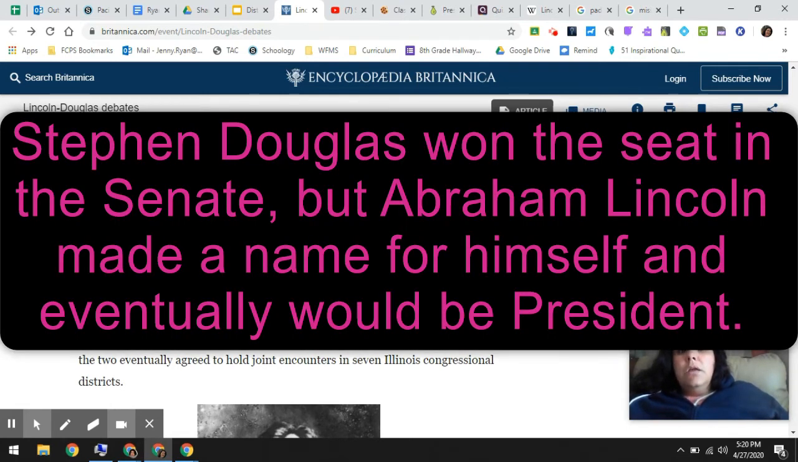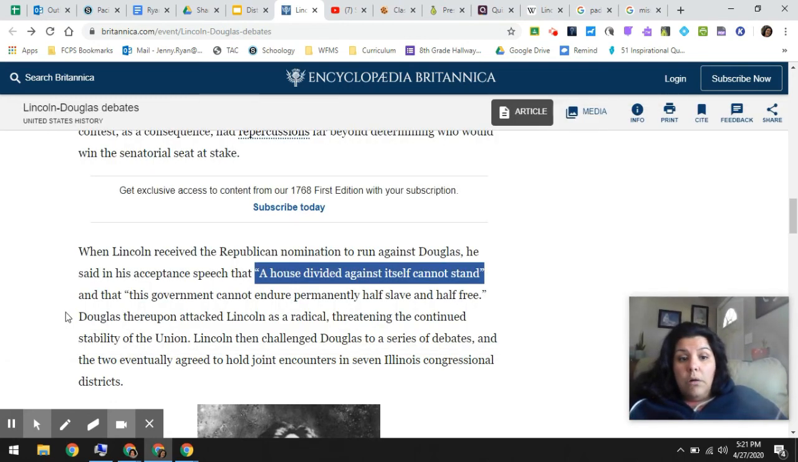So when Lincoln received the Republican nomination to run against Douglas, he said in his acceptance speech that a house divided against itself cannot stand. And that's a famous quote from Abraham Lincoln. A house divided against itself cannot stand, and that this government cannot endure permanently half slave and half free. So he was kind of predicting what was going to happen, which eventually was a war.